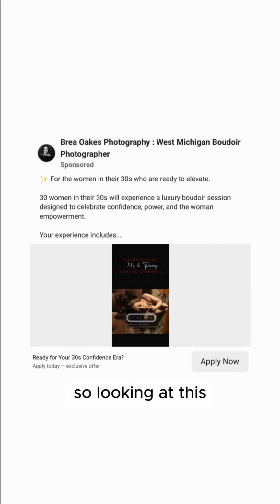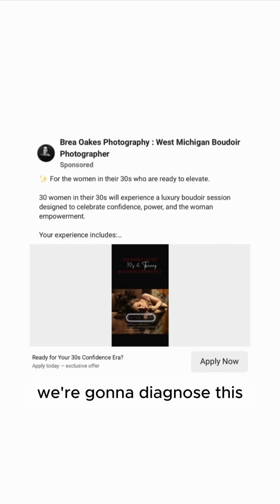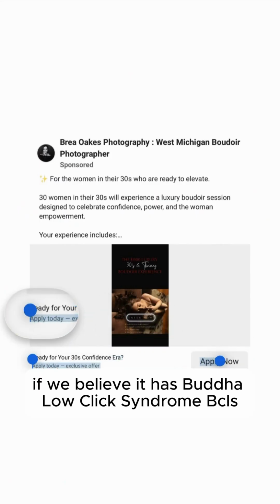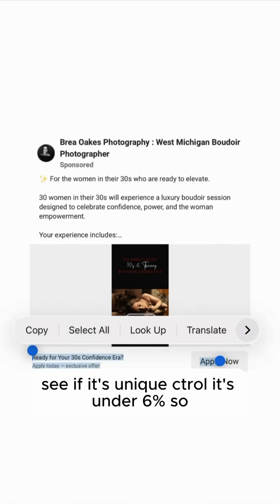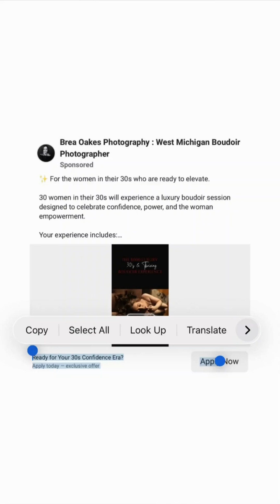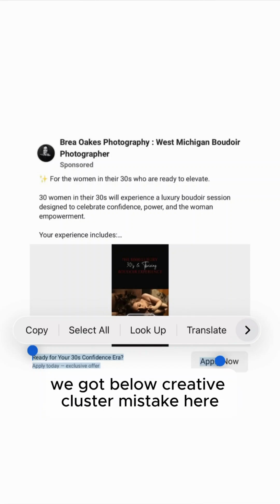So looking at this, we're gonna diagnose this if we believe it has Boudoir low click syndrome, BLCS. See if its unique CTR is under 6%. So unique CTR. So let's see. We got below creative cluster mistake here.